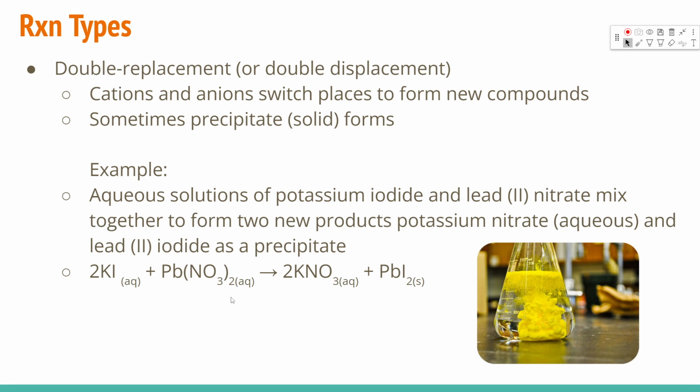After the formulas were balanced, then I had to make sure my reaction is balanced. So here's a 2 here, here's a 2 here, because I have 2 Ks and 2 Is. I needed 2 nitrates as well, and so that's why those coefficients are in the front.